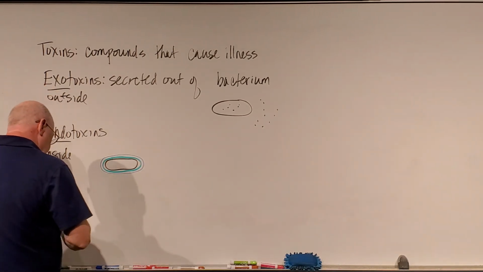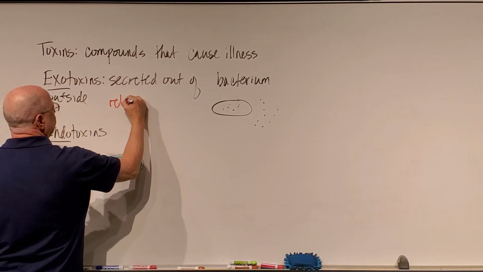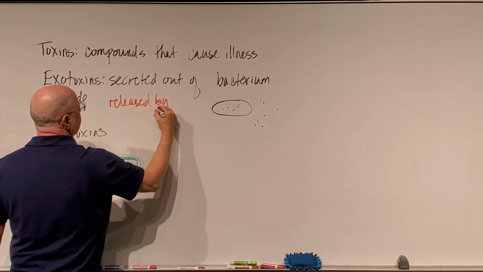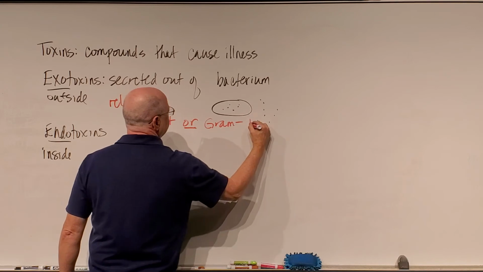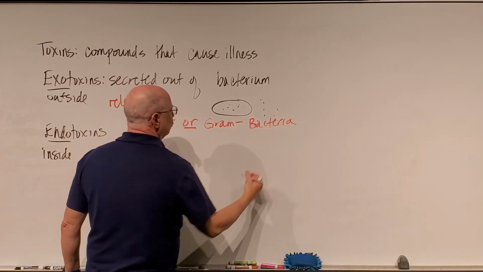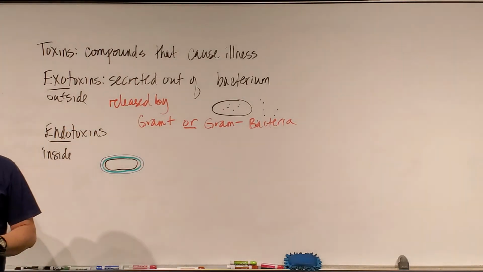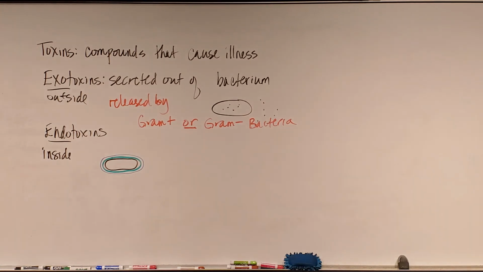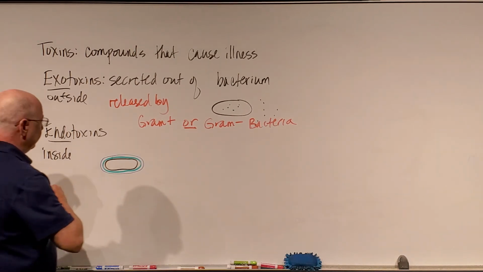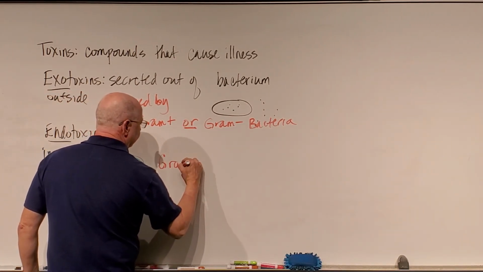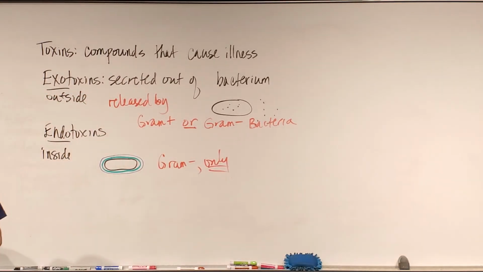One of the things we know about exotoxins is that they can be released by what we call gram-positive or gram-negative bacteria. So there are some gram-positive bacteria that can release exotoxins, and there are some gram-negative bacteria that can release exotoxins. And they're always secreted into the surrounding tissue where they do their damage. When it comes to endotoxins, these are by gram-negative bacteria only. Only gram-negative bacteria release some of these endotoxins.